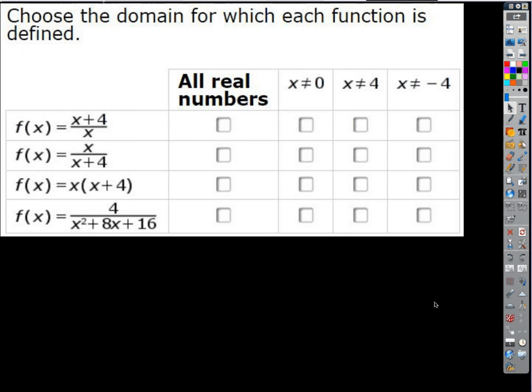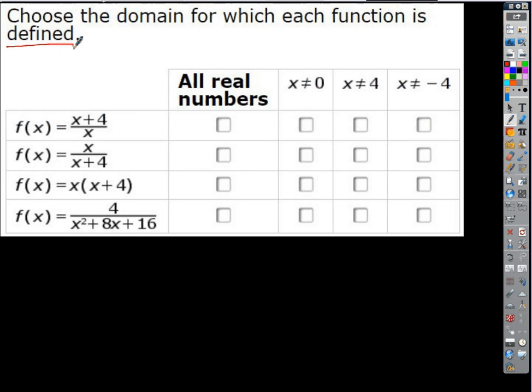Okay. So these aren't ones that deal with square roots, but they're ones that deal with dividing by 0. So when they ask this, it says choose the domain for which each function is defined, right? So in other words, what are the x values that we're allowed to plug in? There are some places where these functions are undefined, meaning those x values are not allowed, okay? I can't pick any x value in these cases that's ever going to cause me to divide by 0, because some of these are fractions.